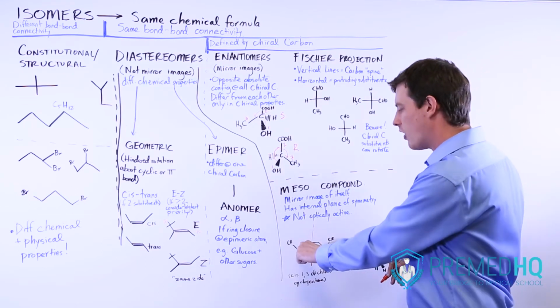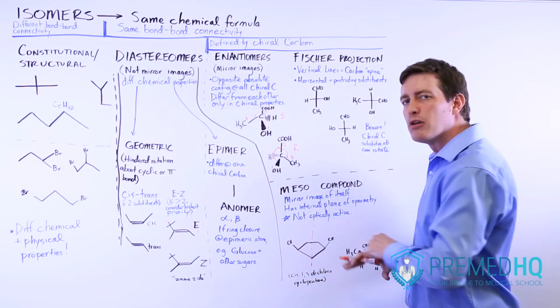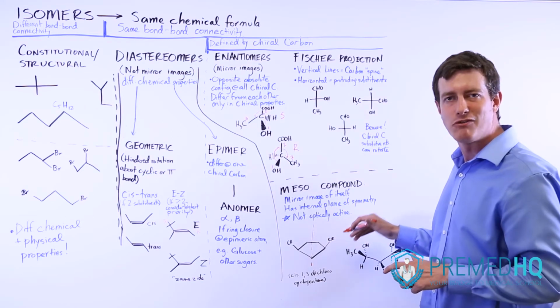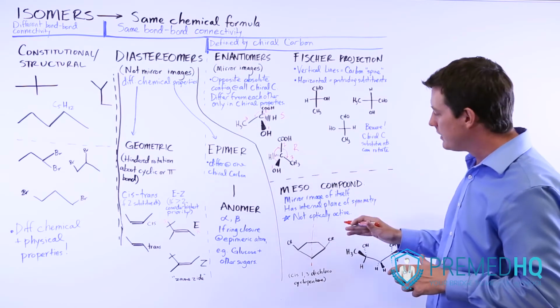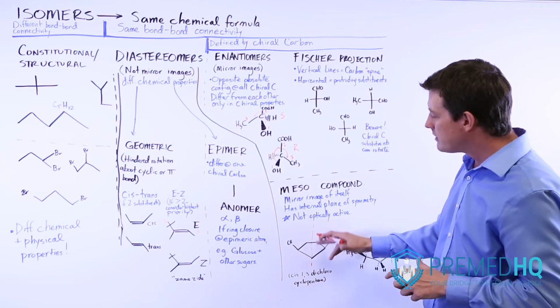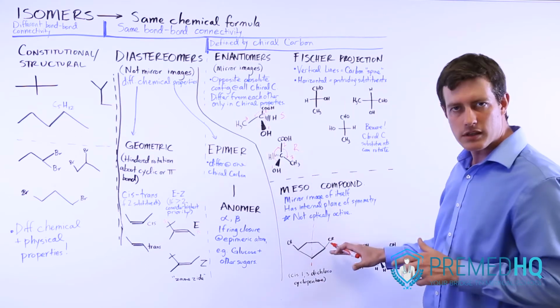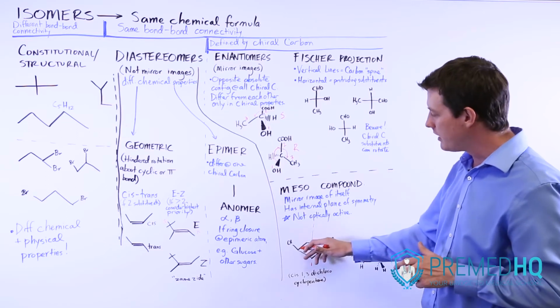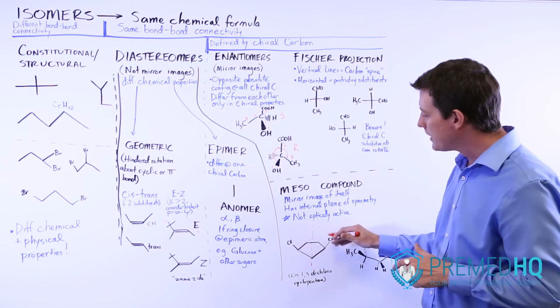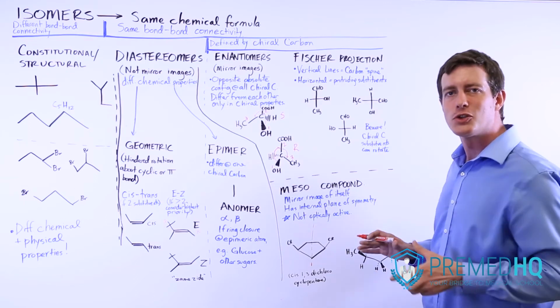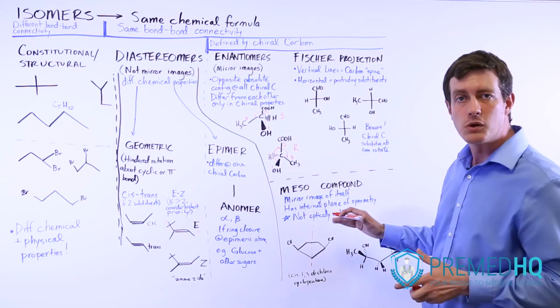One of these would be R and one of these would be S. But rather than going through and analyzing the stereochemistry and the absolute configuration at every carbon, it's a lot better to look at, is there an internal plane of symmetry? And if there is, then you're dealing with a meso compound, as long as this compound has some chiral carbons. If it has chiral carbons and an internal plane of symmetry, then that's a meso compound.